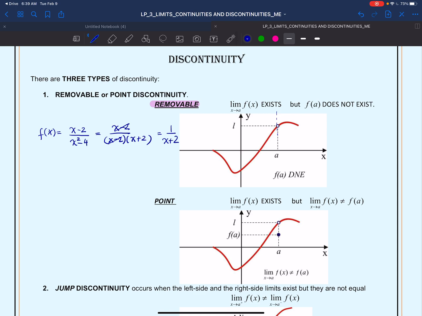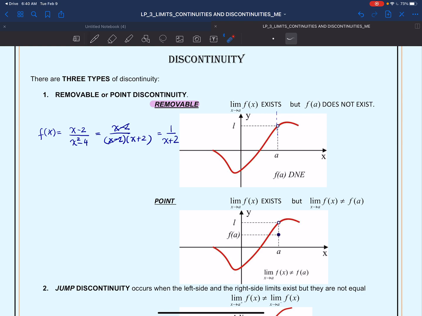So we call this a point discontinuity because the value of the function at the point does exist. If x equals a, we have f of a as a respective value for y. The limit of the function also exists, okay? But the value of the function and the value of the limit are not equal to each other, okay?